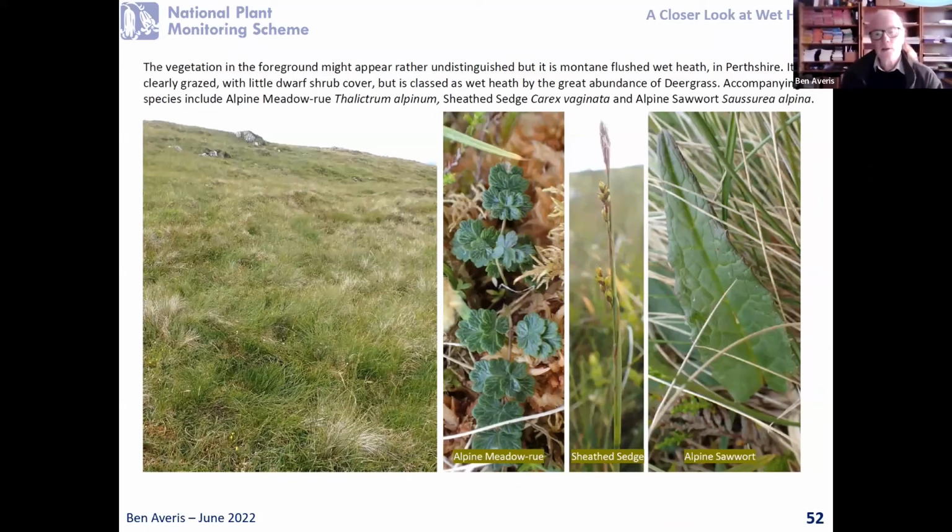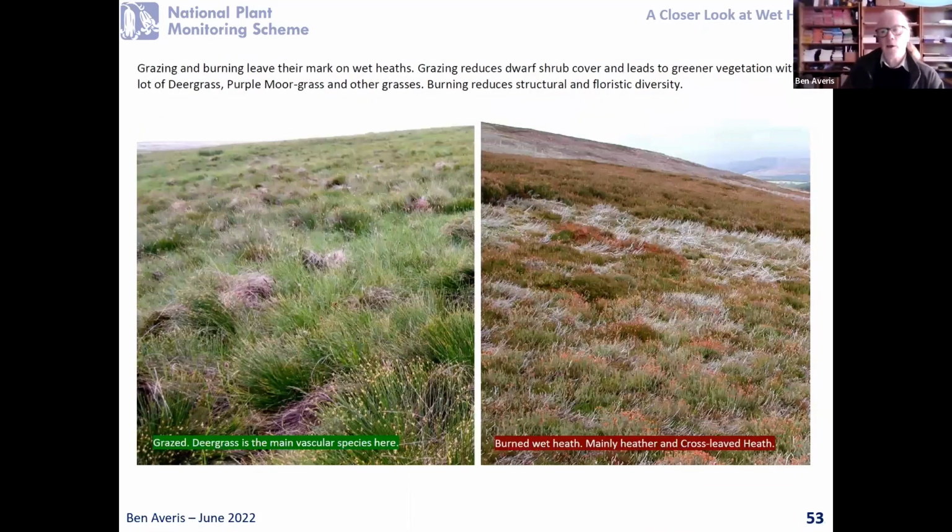Okay, I think we're nearly at the end now. It's not far to go. The next picture is just to show us how grazing tends to reduce the dwarf shrub components and make it more graminoid dominated. In this case, deer grass. In other cases, it can be purple moor-grass as dominant.